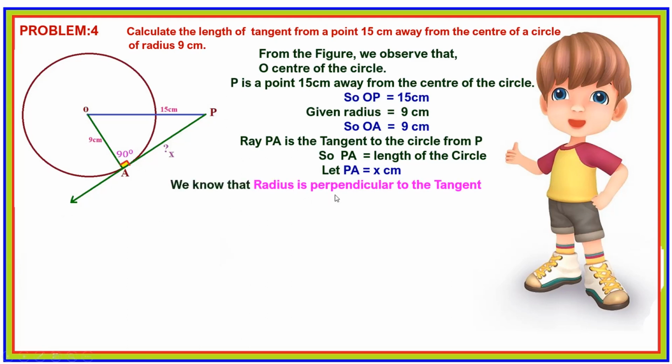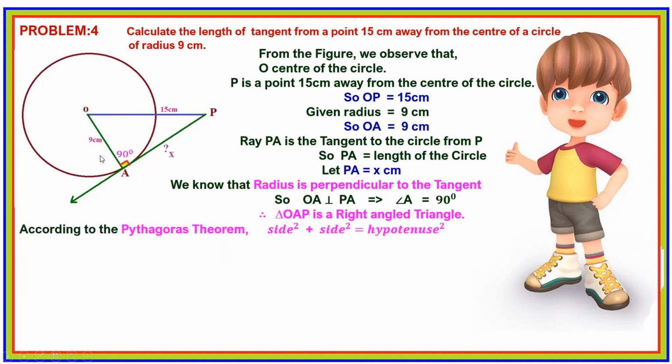We know that the radius is perpendicular to the tangent. Radius is always perpendicular to the tangent. So OA is perpendicular to PA. That is, angle A is 90 degrees. Therefore, triangle OAP is a right angle triangle.